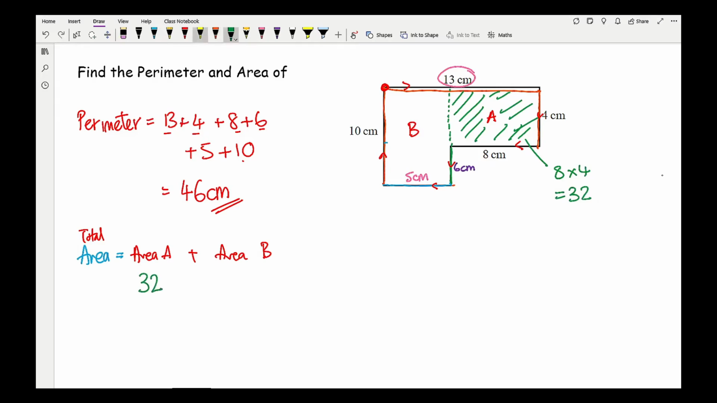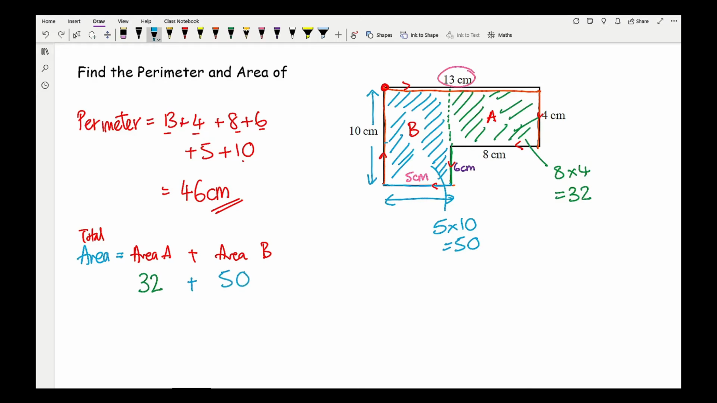Now the next thing I've got to do is work out the area of B. So using the measurements of B, you just got to make sure you're using the right measurements. So I'm looking at the height by the base. So the area of B is going to be 5 times 10. That's going to give me 50. And then all I've got to do is add 32 to 50, giving me a final answer of 82. And then the units are going to be centimetre squared. And there is my final answer.